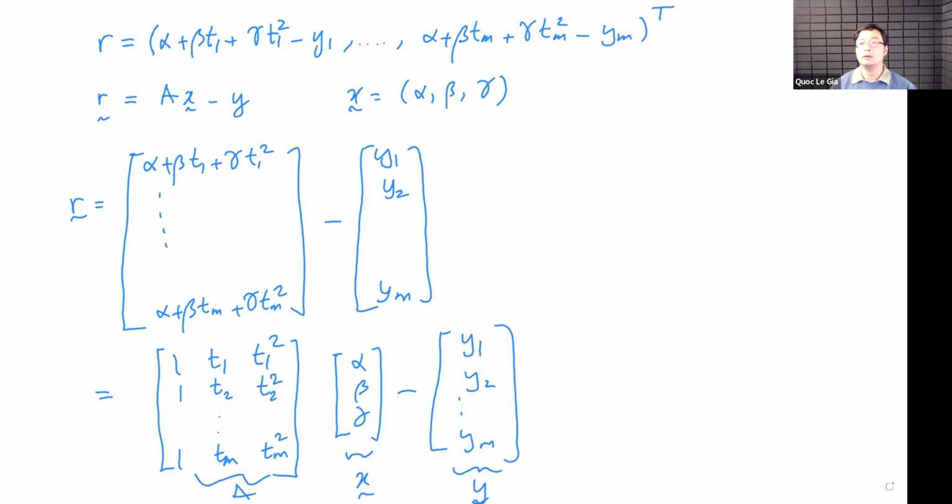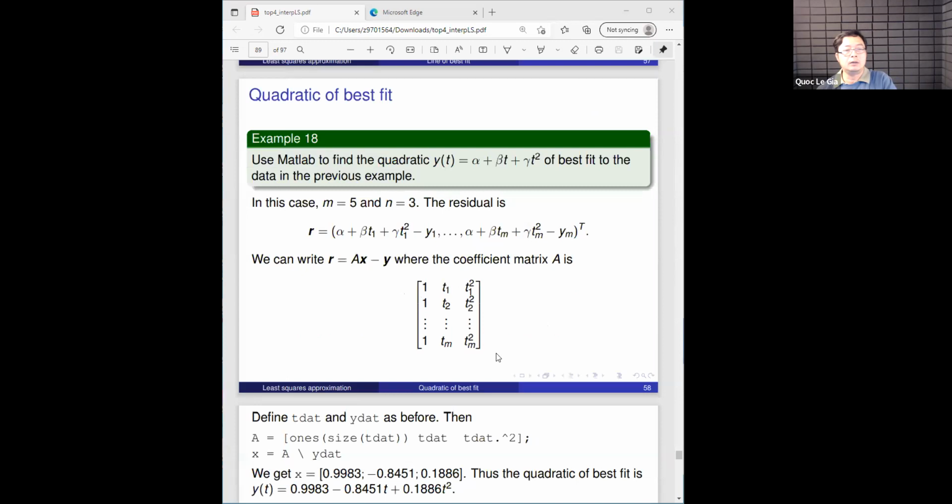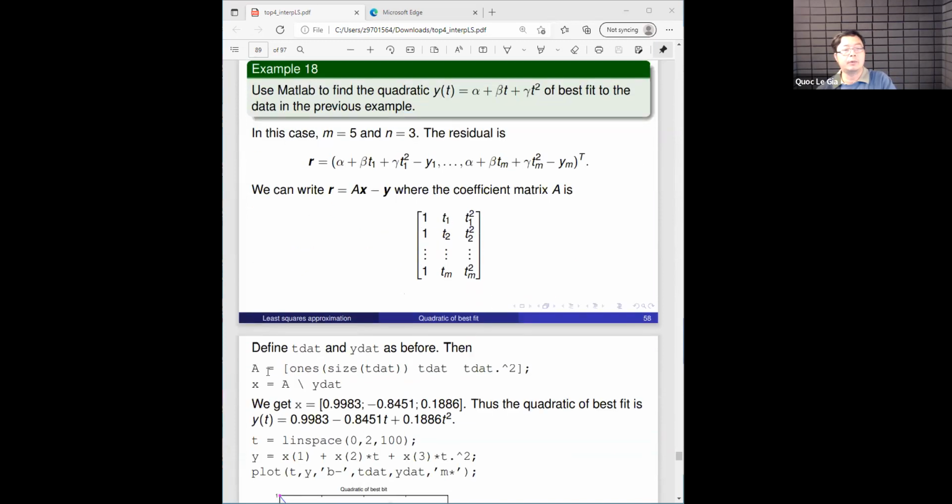I rewrite the residual vector, and now we just need to define the coefficient matrix. Then you put it in MATLAB. This is the coefficient matrix: ones in the first column, then t1 up to tm in the second column, and t1 squared up to tm squared in the third column. And then you solve the least squares problem.